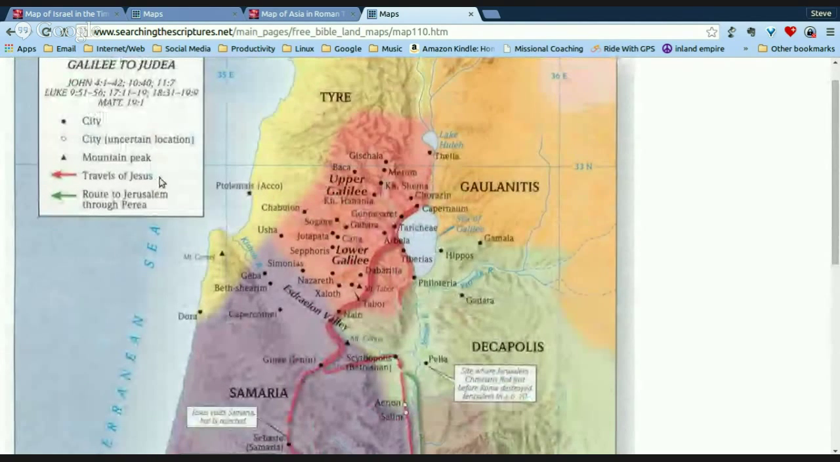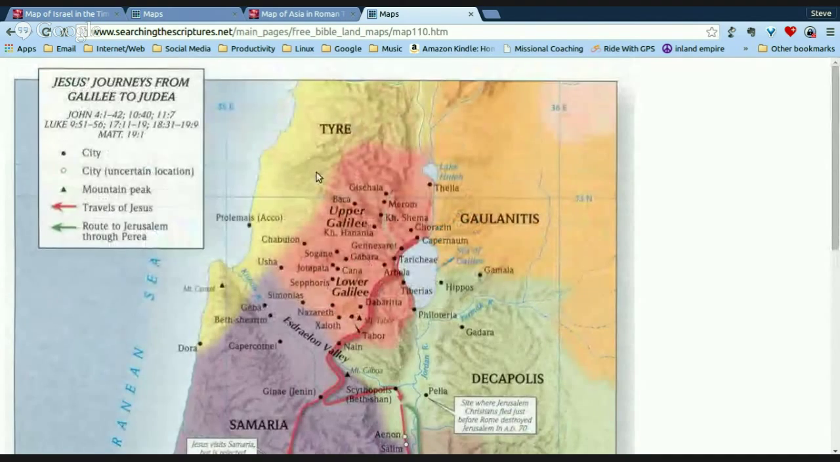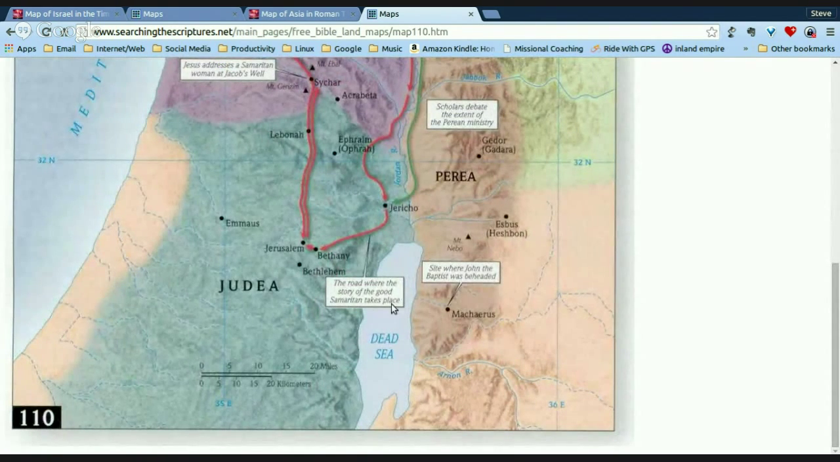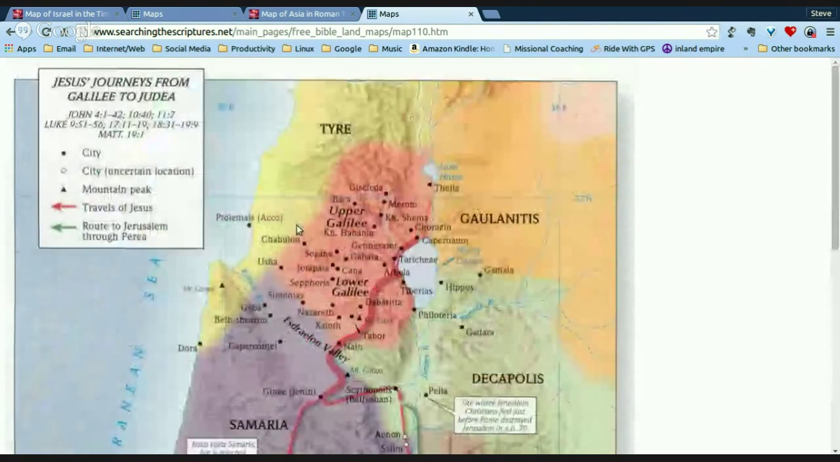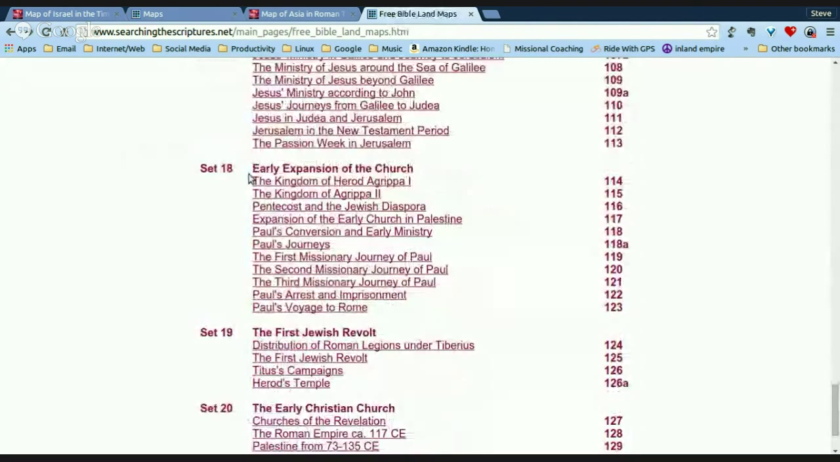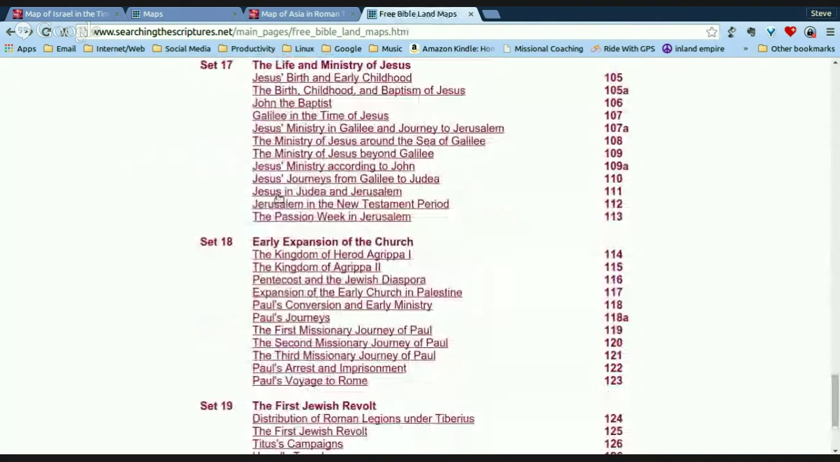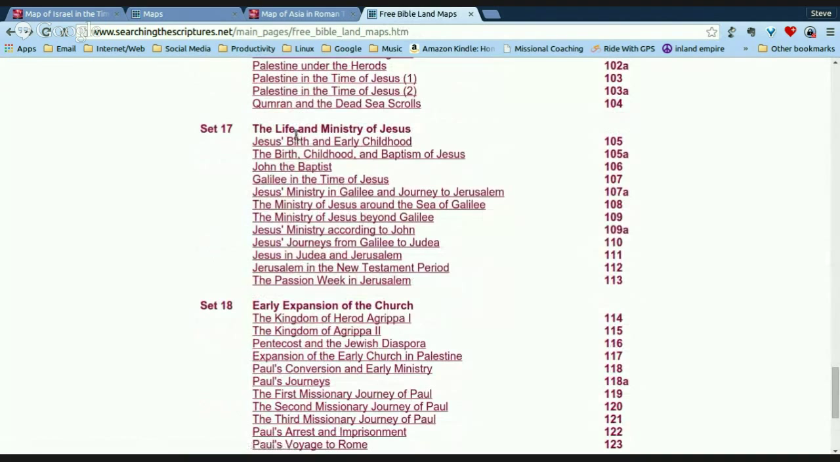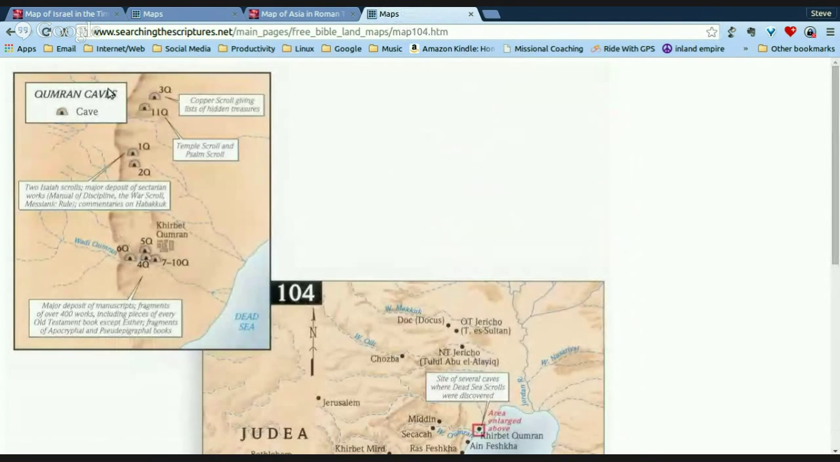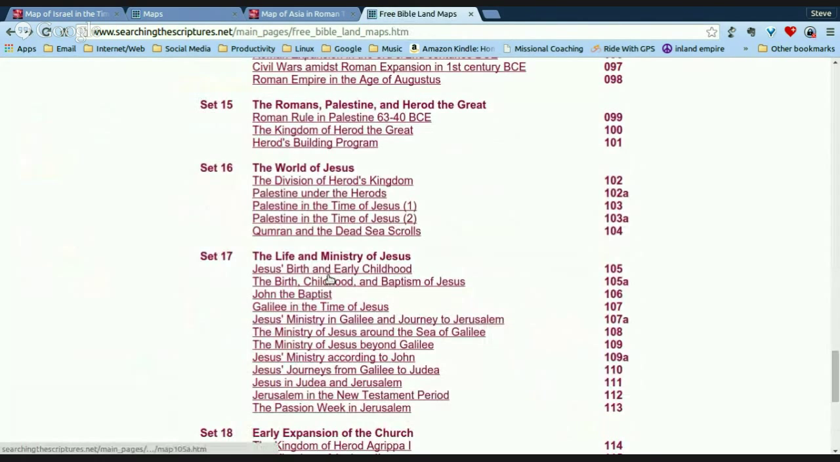Now, I was looking for the topographical map to talk about Mount Hermon and the Rift Valley and the Dead Sea. Let's see. I can't remember where that one was, so we'll go back to this one. All right, we'll go back to that one, and I'll just have you use your imagination.